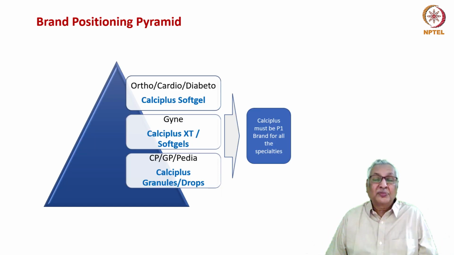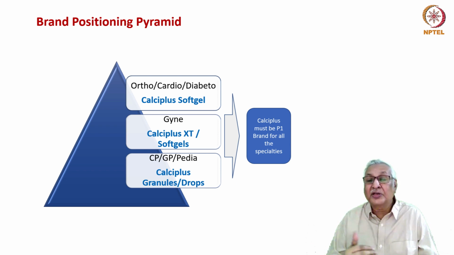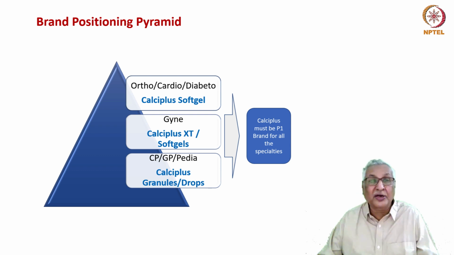The brand positioning pyramid would be in terms of different types of product formulations to meet different kinds of doctors. You will give Calci Plus in granules and drops for pediatric population. You will give Calci Plus in extra strength and in soft gel form for immediate absorption for gynecologists. You will give again Calci Plus in soft gel form for orthopedics, cardiologists, and diabetologists. And it must be a P1 brand, most preferred brand for all the specialties. That's how you would position the brand.